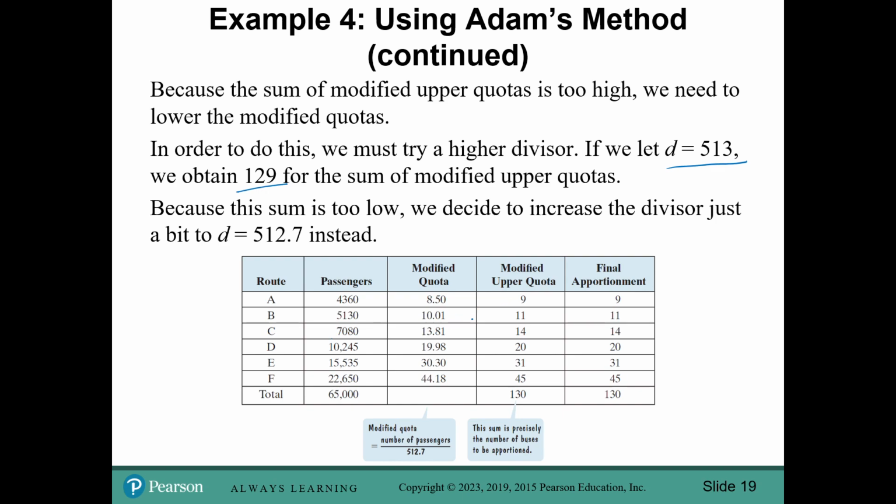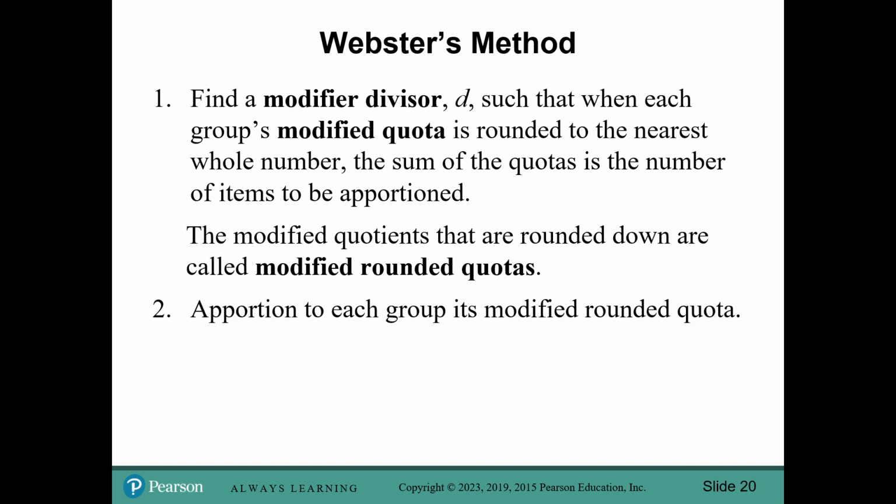The 10.01 still rounds up to 11, even though it's really, really close to 10. We're still rounding all of them up. 13.81 goes up to 14, 19.98 goes up to 20, 30.30 goes up to 31, 44.18 goes up to 45. If you add all those numbers together, we get what we wanted, which was the 130. So that final apportionment is going to work with Adam's method. Now, we've got one more to go.